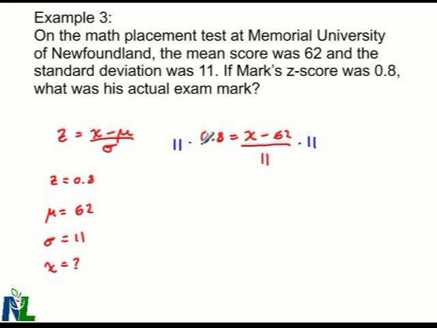If I multiply 0.8 by 11, I get a value of 8.8. So now that leaves me with x minus 62, because these two values would have cancelled. To find Mark's score, I'll then need to add 62 to both sides, giving me a value of 70.8 on the left hand side, and that's equal to x. So again, these two will cancel.